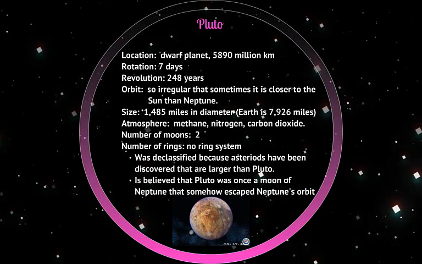Revolution is 248 years. His orbit is so irregular that sometimes he's actually closer to the sun than Neptune is. His size is 1,485 miles in diameter, so he's quite a bit smaller than we are. His atmosphere is methane, nitrogen, and carbon dioxide. Pluto does have 2 moons, but no rings. He was declassified because asteroids have been discovered that are larger than Pluto. And it is believed that Pluto was once a moon of Neptune that somehow escaped Neptune's orbit.